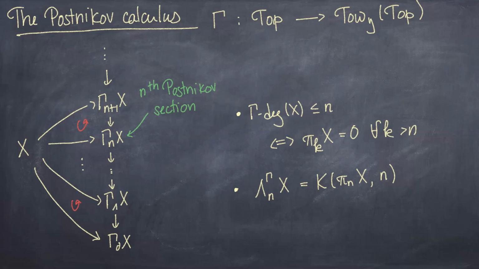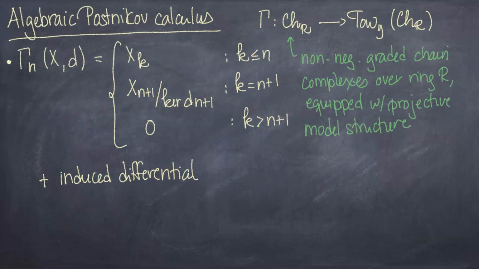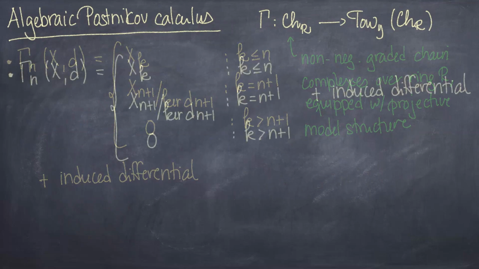We can also do an algebraic version of this as follows. So let's call it sort of the algebraic Postnikov calculus. So in this case, I'm going to apply a functor to the category of non-negatively graded chain complexes over a commutative ring R, which I'm going to consider as equipped with a projective model structure. The most important thing are the weak equivalences. So these are just going to be quasi-isomorphisms of chain complexes. So this is one of these tower functors from chain complexes to the category of co-augmented towers in chain complexes, which is defined as follows.